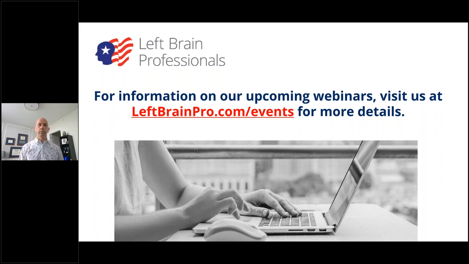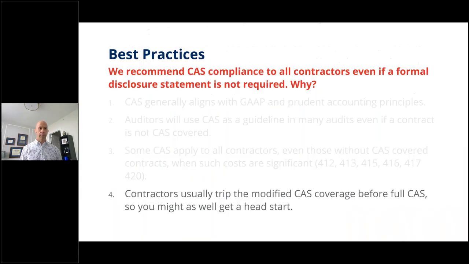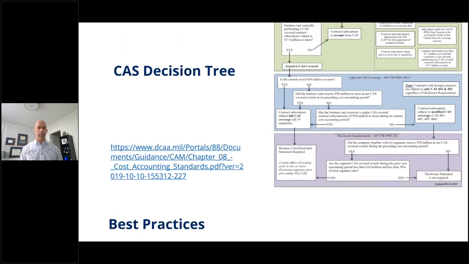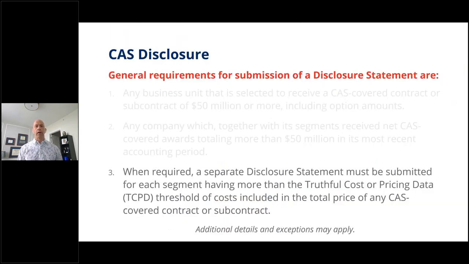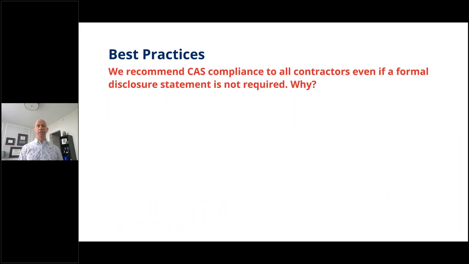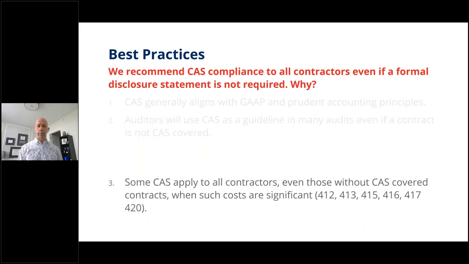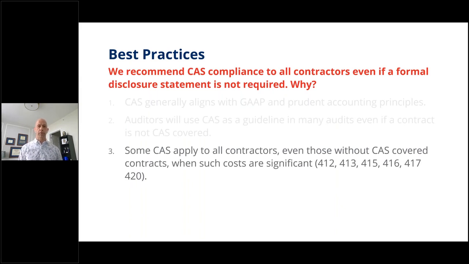Okay, our next question is, which CAS items are required of all contractors? Again, let me back up a couple of slides. I think I can get to some of those. We talked about, how quickly can I get there? I apologize, I'm going to have to go back. 412, 413, 415, 416, 417, and 420, I believe. Oh, here it is, I passed it, sorry. 412, 413, 415, 416, 417, and 420.